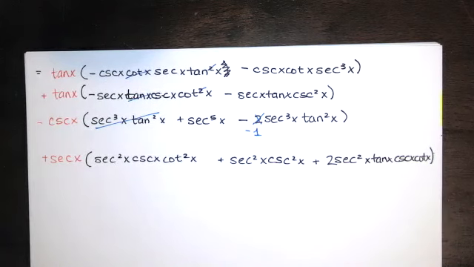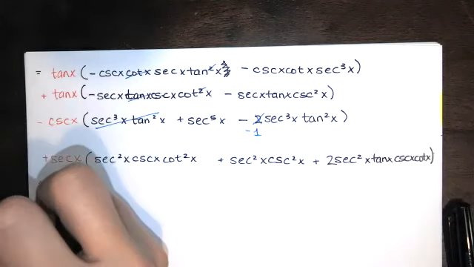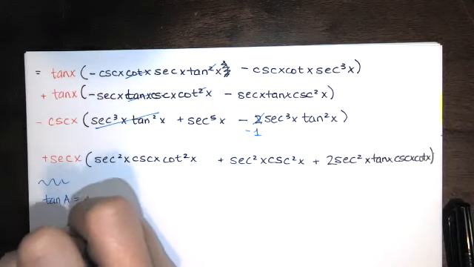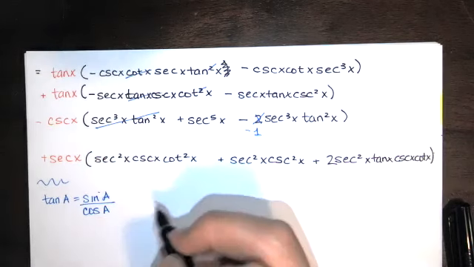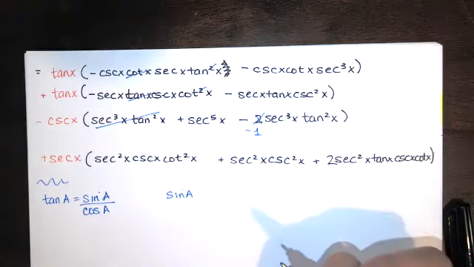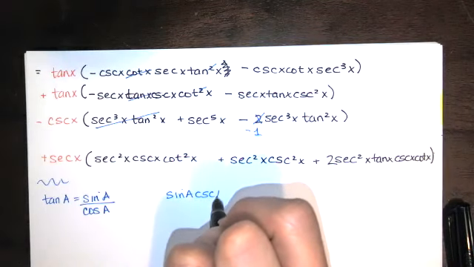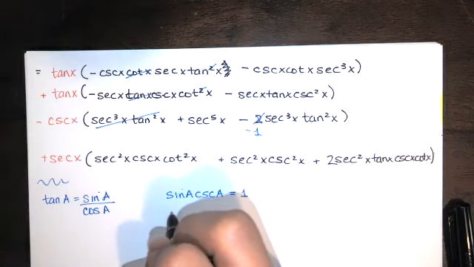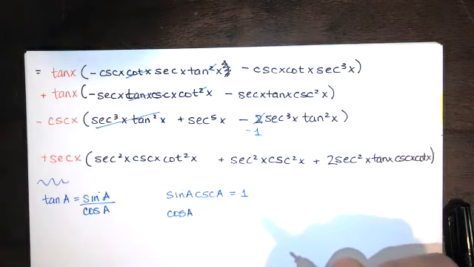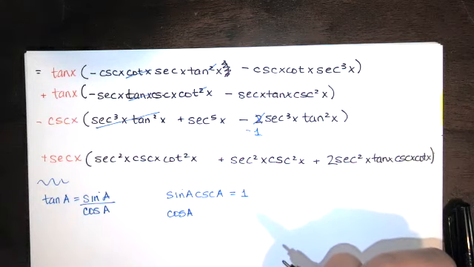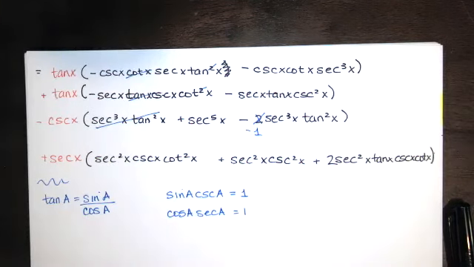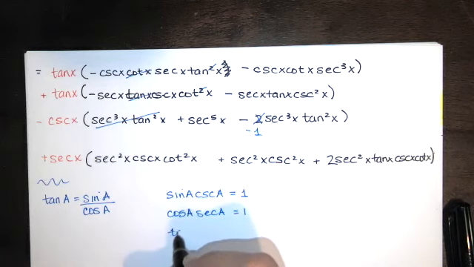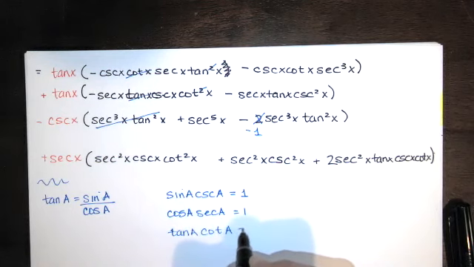So we're trying to simplify as much as we can. A few things that we want to keep in mind. Tangent of an angle is sine of the angle over cosine of the angle. And we also know that sine of A and cosecant of A are reciprocals. So sine of A times cosecant of A is 1. Cosine of A times secant of A is 1, because cosine and secant are reciprocals of each other. And tangent times cotangent is 1 because those 2 are reciprocals of each other.